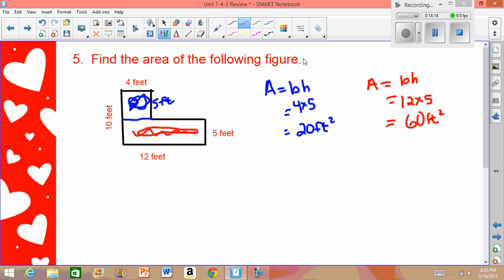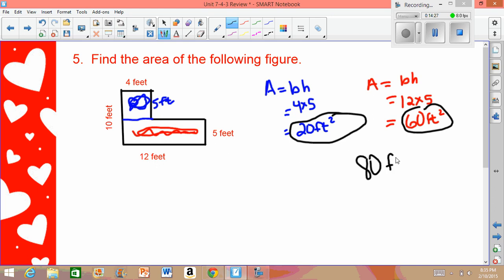So now I'm going to take my 2 areas that I have. I'm going to add 20 plus 60, and that gives me a total of 80 feet squared for the total area of this composite shape. Okay, so pause here, record the work for problem number 5.